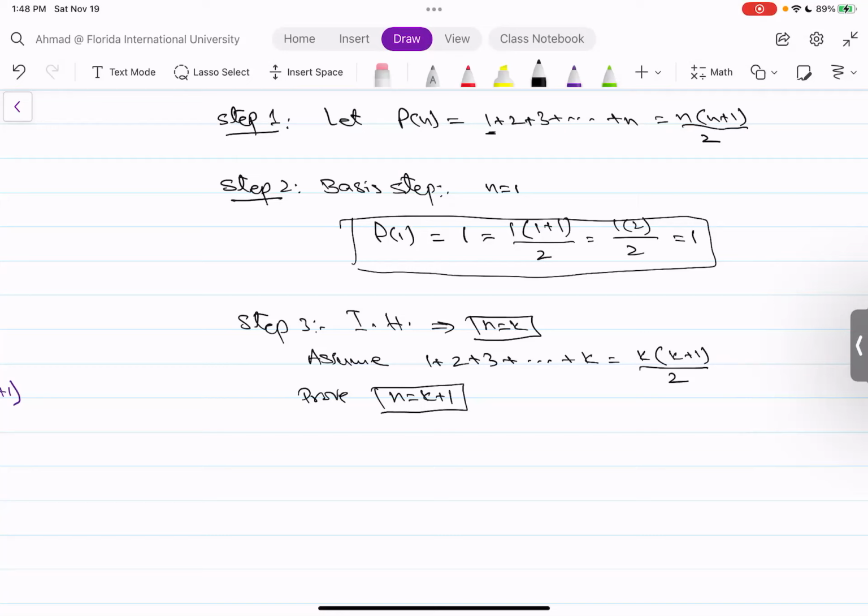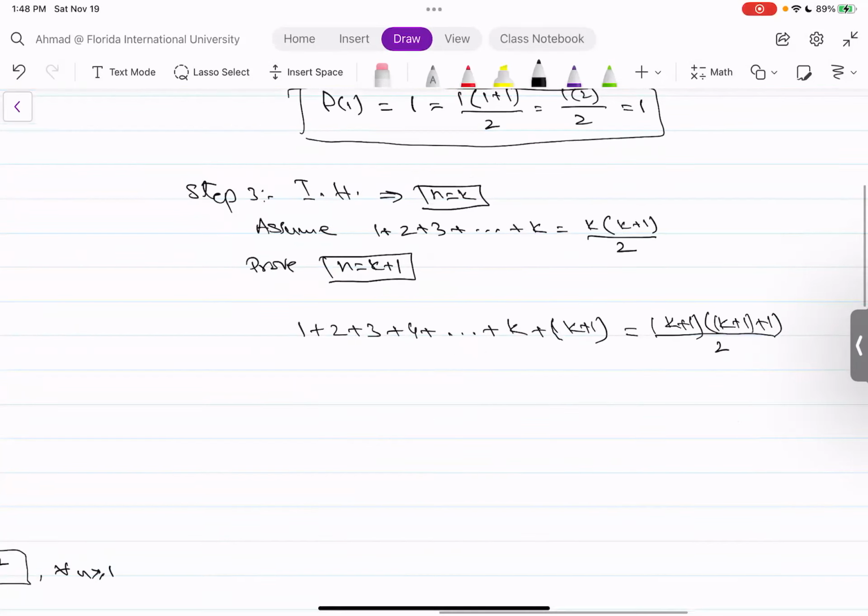And how can I prove it for n is equal to k plus 1? It is simple. Once again, 1 plus 2 plus 3 plus 4 plus so on plus k. Then I have to show it for k plus 1, so I will add the k plus 1 term here, k plus 1, right? So this is equal to, on the right hand side, instead of k, I'm going to substitute k plus 1, into k plus 1 divided by 2, right? Okay.